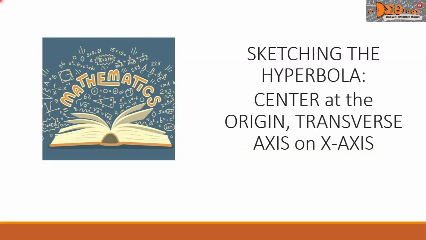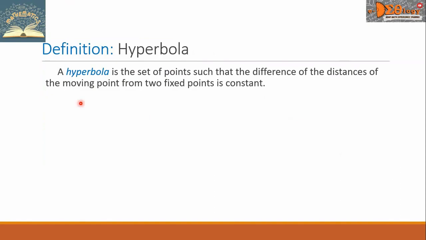Hi everyone, today we're going to study sketching the hyperbola with center at the origin, transverse axis on x-axis. Let us first define hyperbola. A hyperbola is the set of points such that the difference of the distances of the moving point from two fixed points is constant.